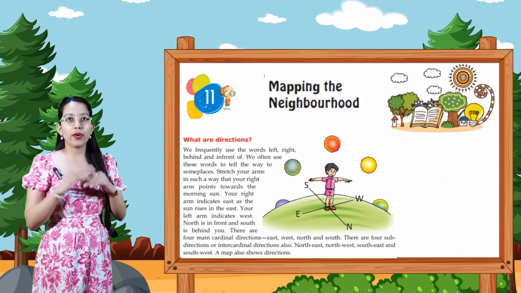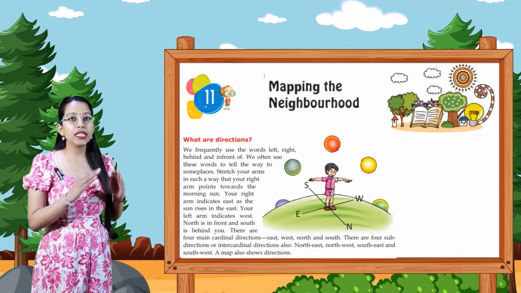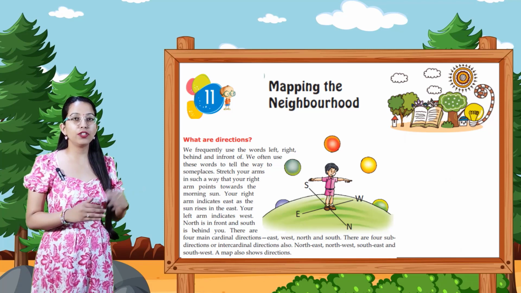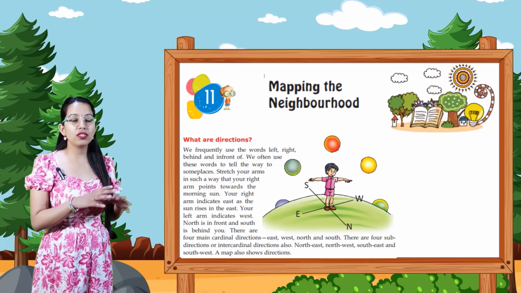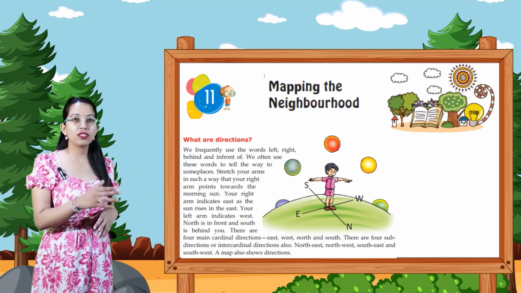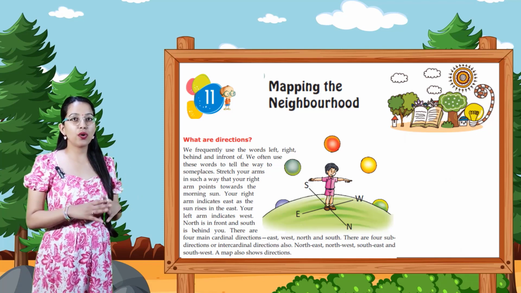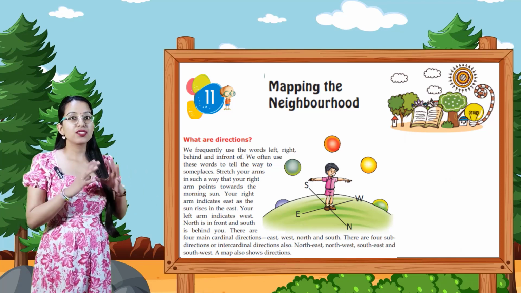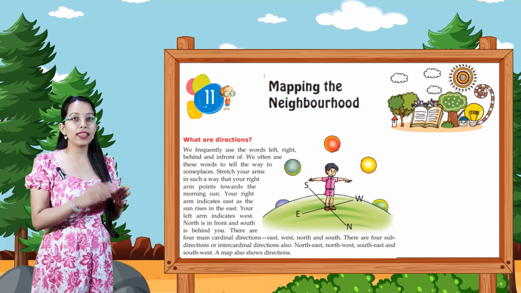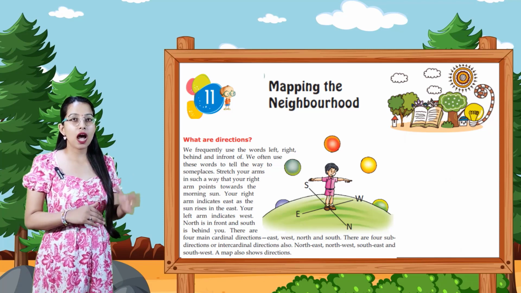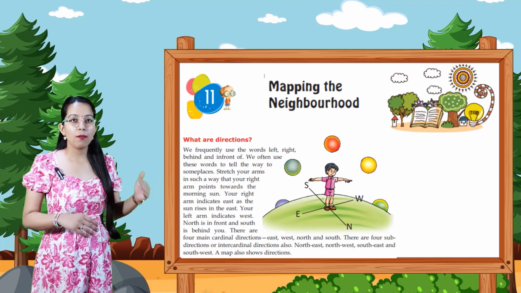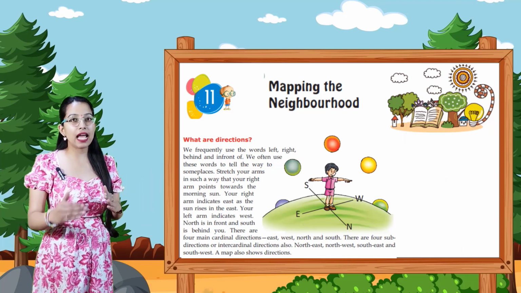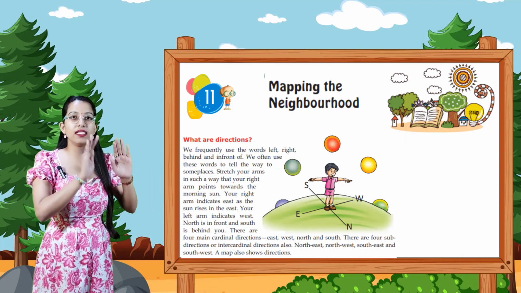What are directions? We frequently use the words left, right, behind and in front of. We can often use these words to tell the way to some places. Now stretch your arms, students. Stretch your arms in such a way that your right arm points towards the morning sun. Your right arm indicates east as the sun rises in the east.